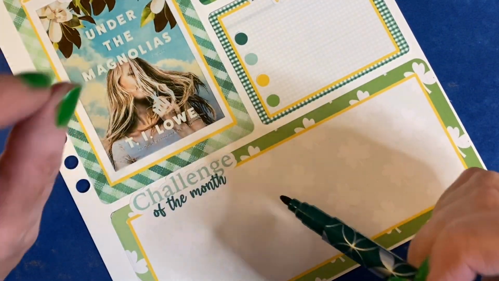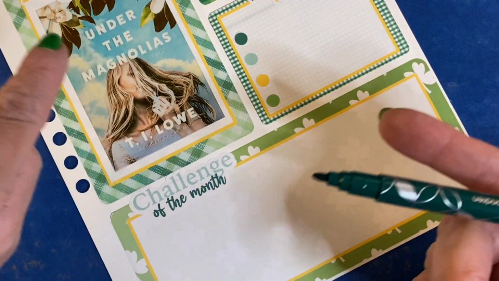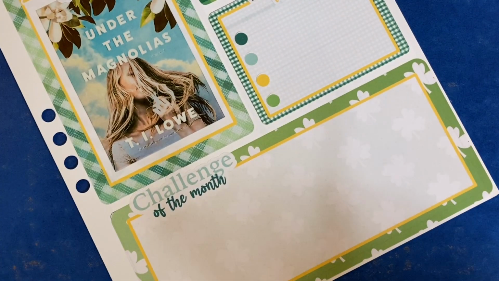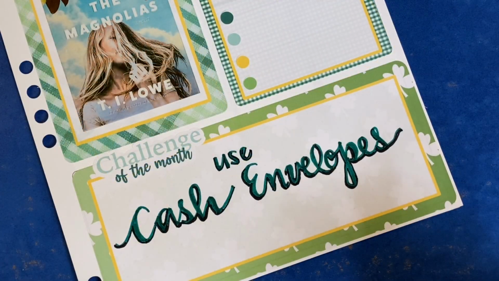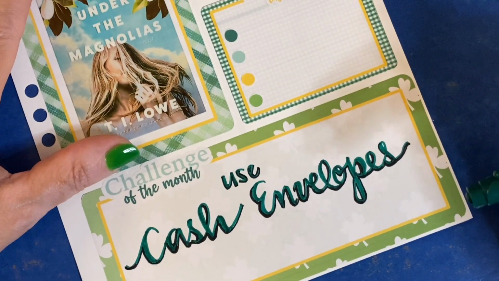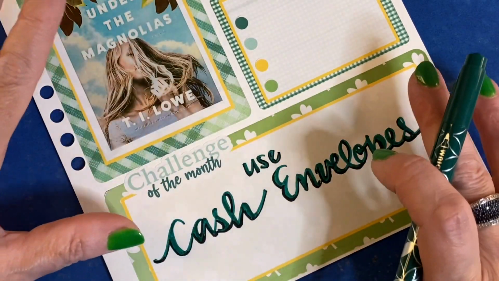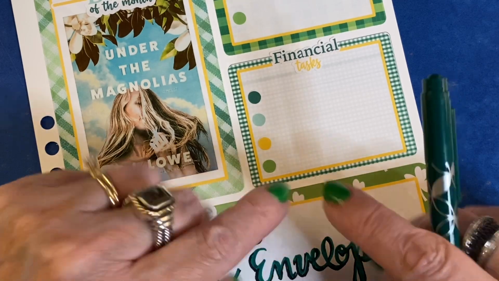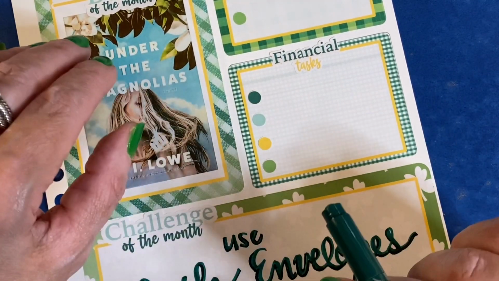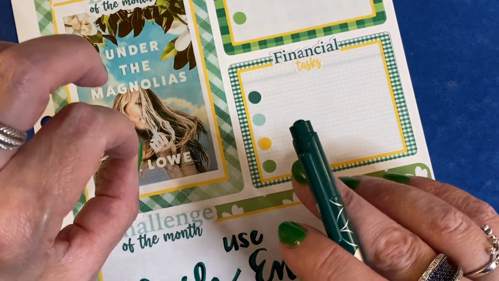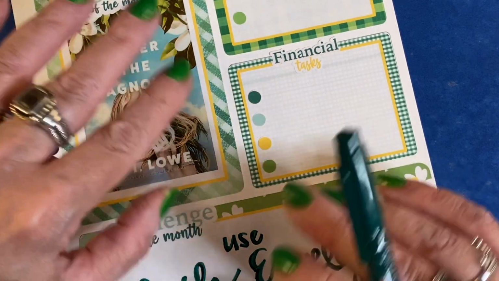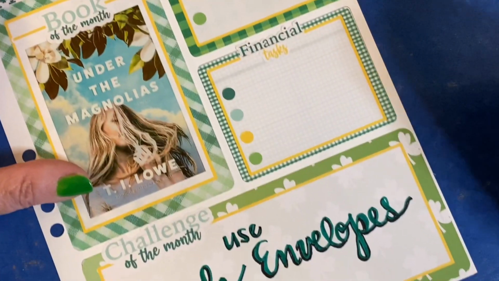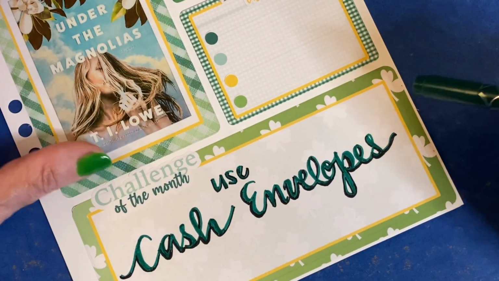And on to my challenge of the month. I already know what this is going to be, and it goes back to the book that I read last month, which was My Money, My Way, and it is use cash envelopes. So I'm going to try to operate on a cash basis with things like household supplies, coffee dates, groceries, and a few other things.